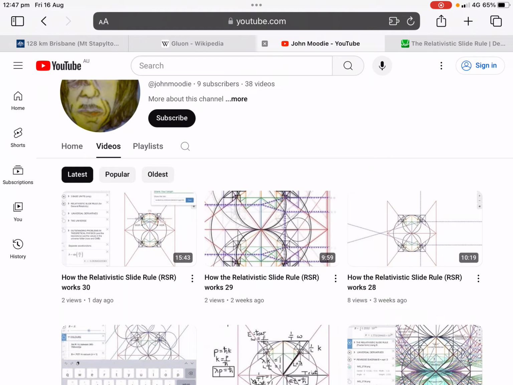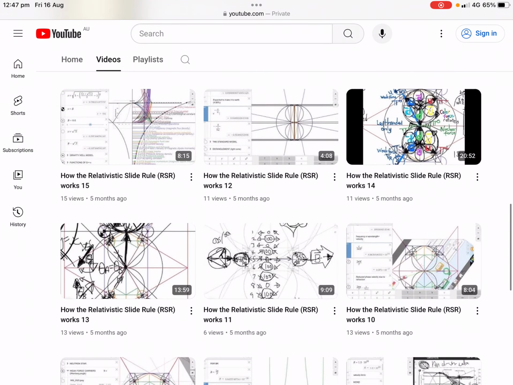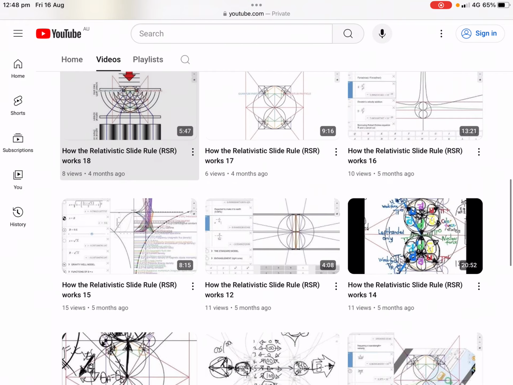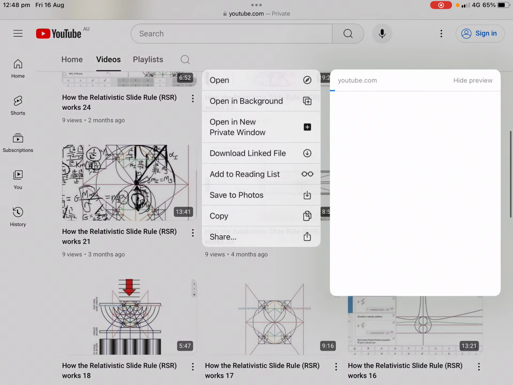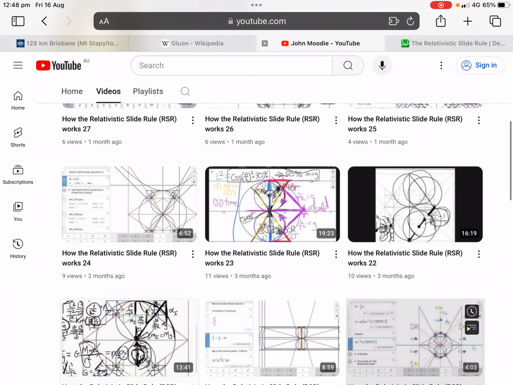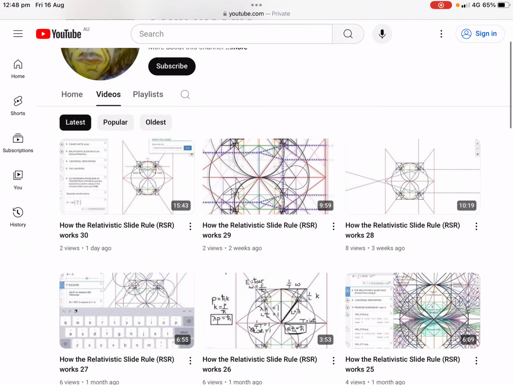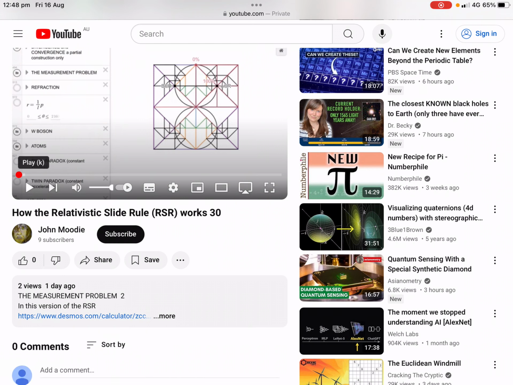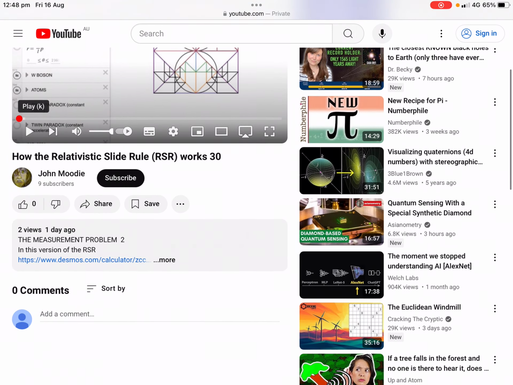Okay, now in video 14 I've described the standard model, and then in video 19 I've calculated accurately the mass of the W boson, and then in video 30 I've described how the wave function collapses. And then that's what it looks like when it's collapsed, 100% collapsed.